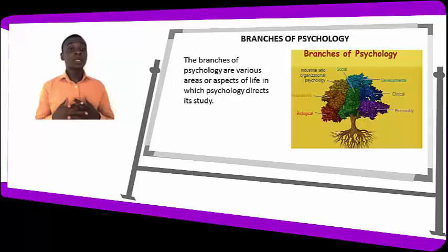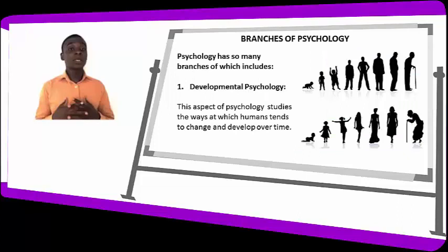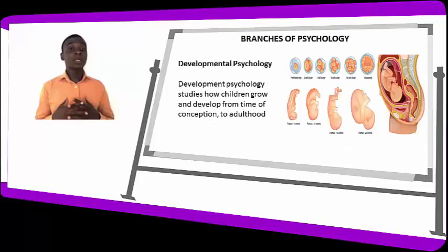So one of the branches of psychology is developmental psychology. Developmental psychology studies the way in which humans tend to change and develop over time. It studies how children grow and develop from the time of conception, to birth, to childhood, to adolescence, to adulthood and old age. It follows the process by which a child develops from conception to old age.